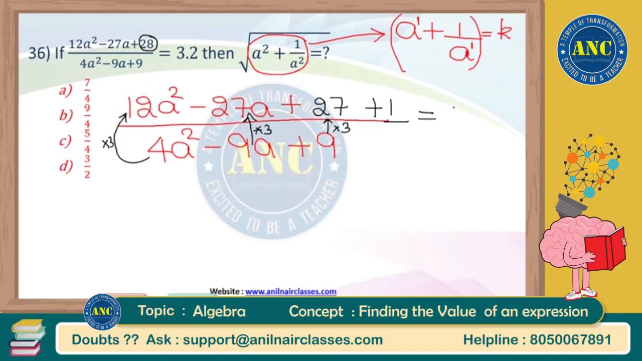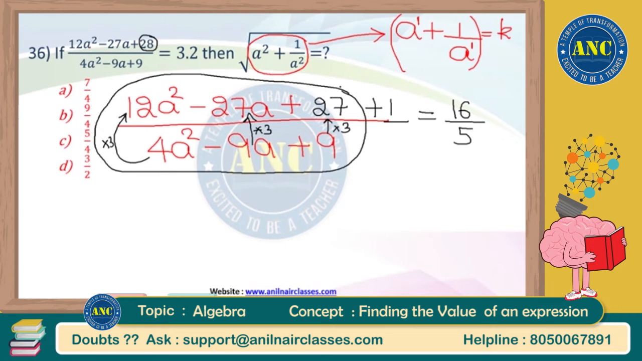The right hand side, 3.2, I will write as it is, or I will convert 3.2 into a fraction: 32 by 10, which is nothing but 16 by 5. Now if I do it like this, the best thing is, if you observe carefully, this entire thing is nothing but 3. Getting the point, right, sir? This entire thing is nothing but 3. That means in the numerator 12a square minus 27a plus 27, if I take 3 as a common factor, it becomes 3 into 4a square minus 9a plus 9.